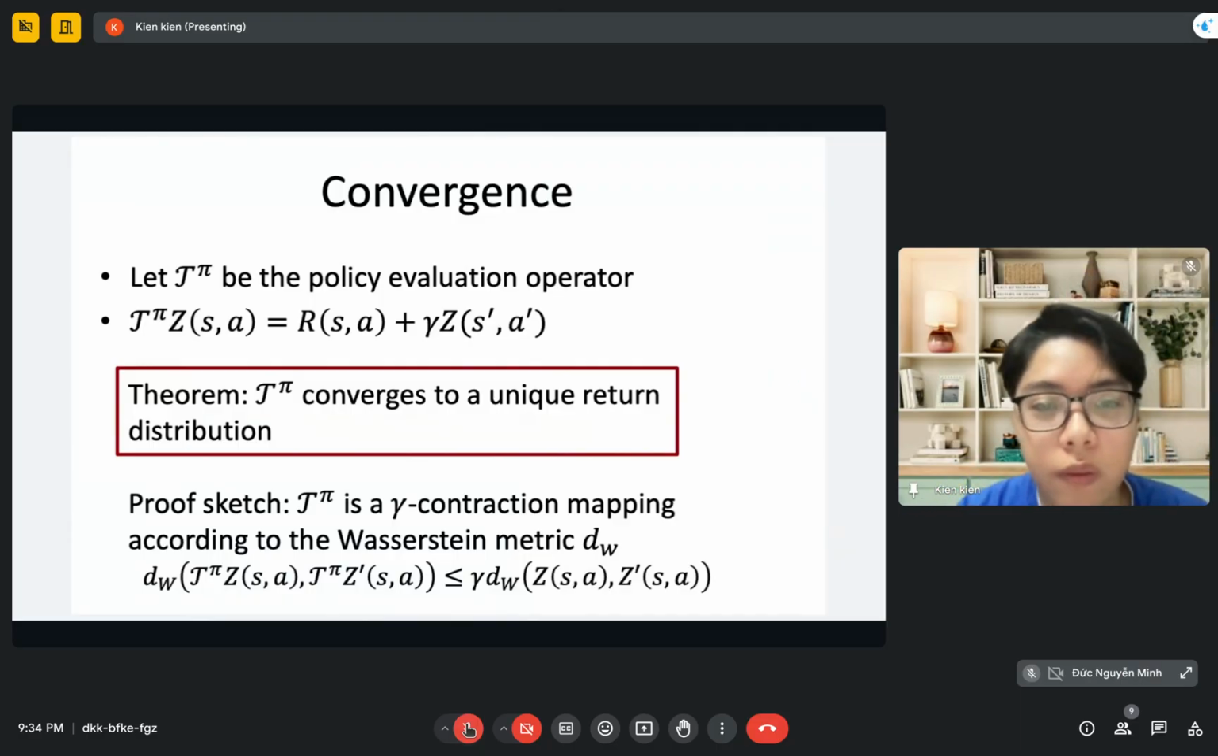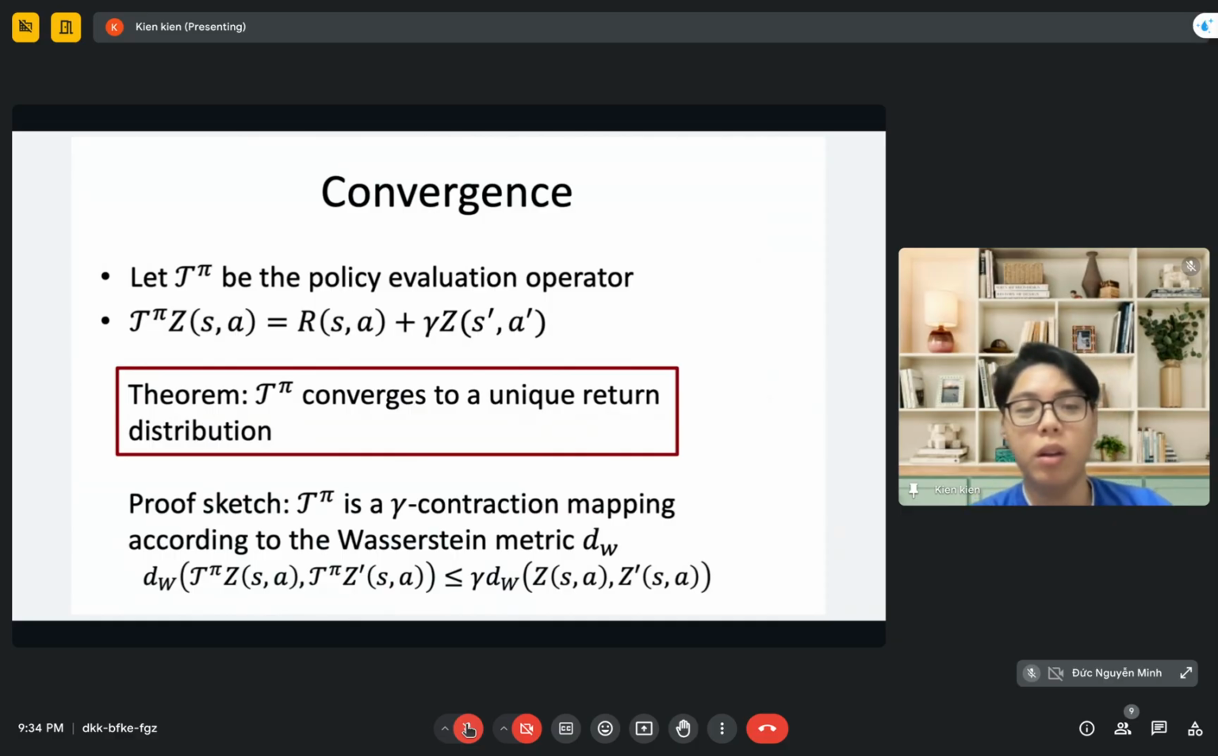And about the convergence proof, here I will not give a deep explanation about how we prove that this approach will converge at the end. But the idea of how to prove it is tackled by using the gamma contraction mapping with the Wasserstein metric. Wasserstein metric is a metric to evaluate the distance between distributions, and what has been proven in the paper before that.